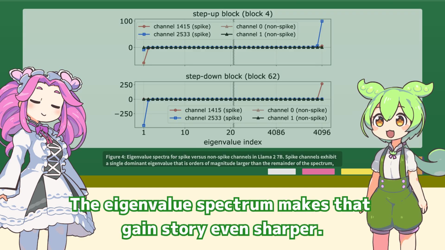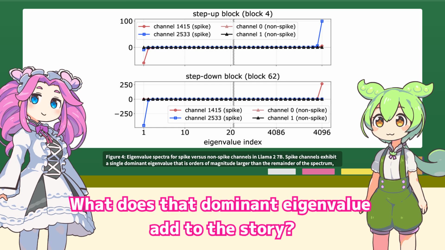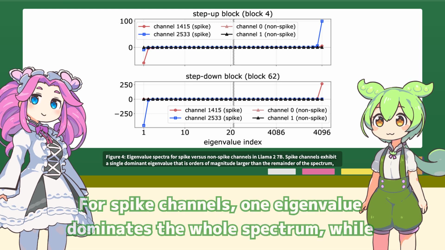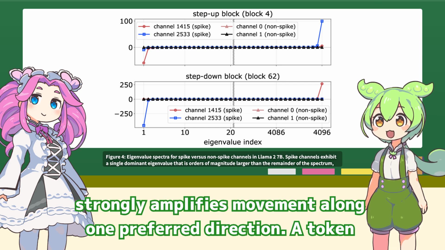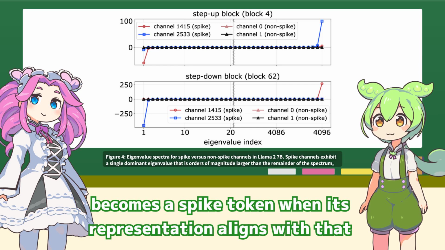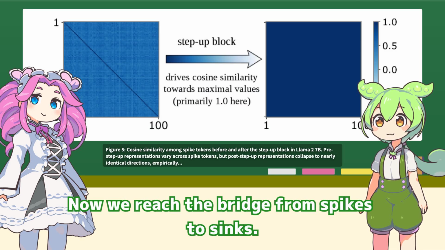The eigenvalue spectrum makes that gain story even sharper. What does that dominant eigenvalue add to the story? For spike channels, one eigenvalue dominates the whole spectrum, while non-spike channels do not show that outlier. That means the block strongly amplifies movement along one preferred direction. A token becomes a spike token when its representation aligns with that direction, so the mechanism is selective rather than random. Now we reach the bridge from spikes to sinks.